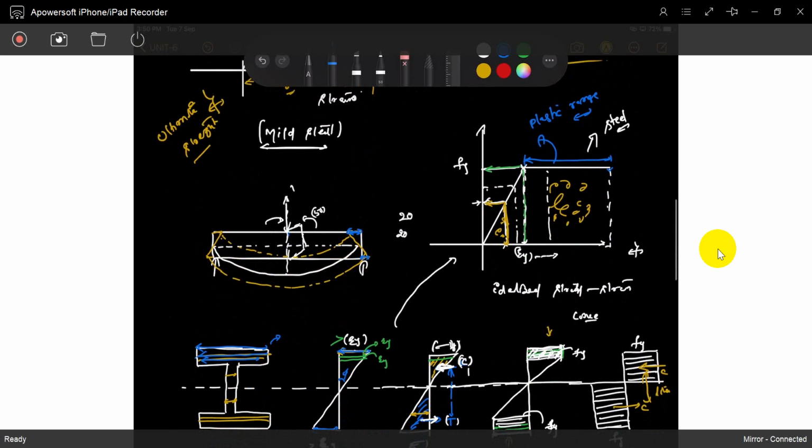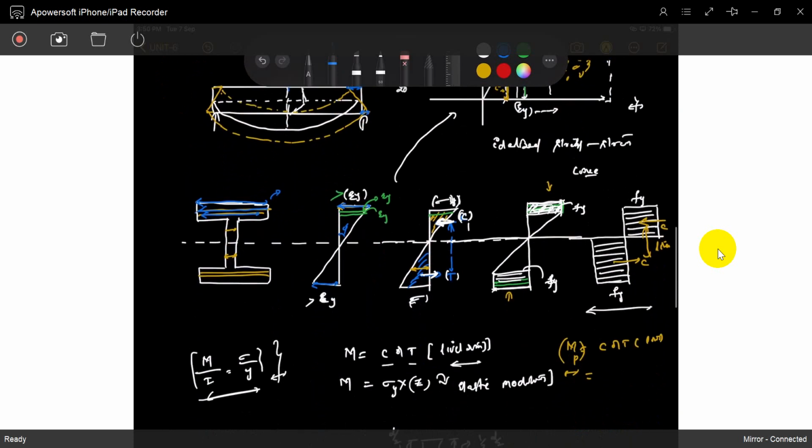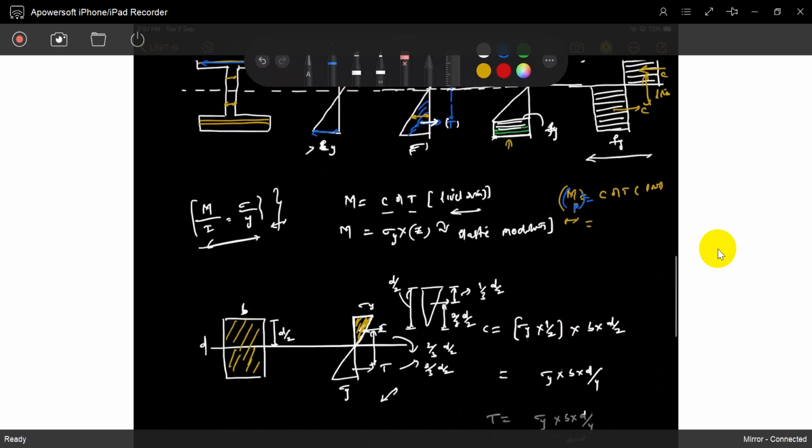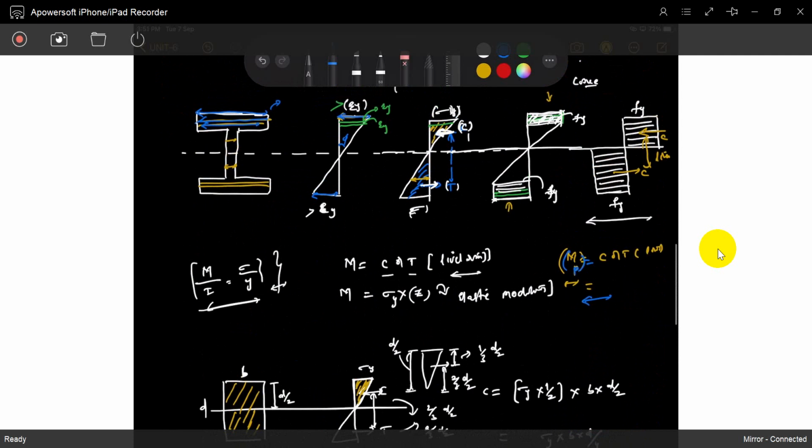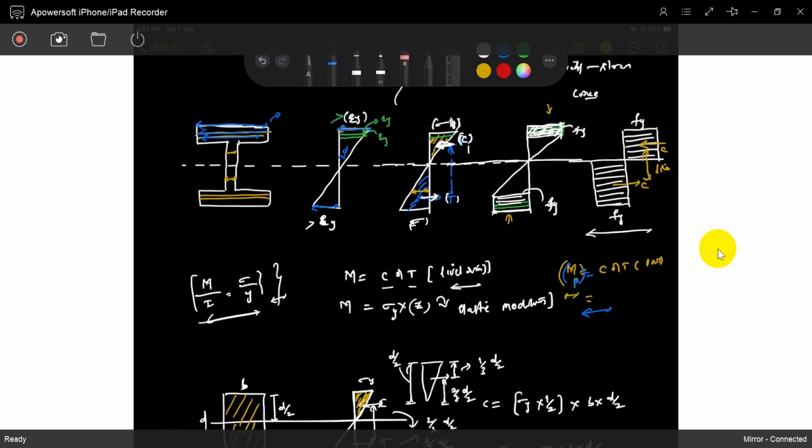We take it as a plastic zone. It will stretch. There is no increase of stress, but the strain is increasing. That is called plastic behavior. So this is plastic analysis. Plastic moment carrying capacity, not elastic moment carrying capacity. That's why we call it Mp. This is called Me. So that is the plastic analysis.